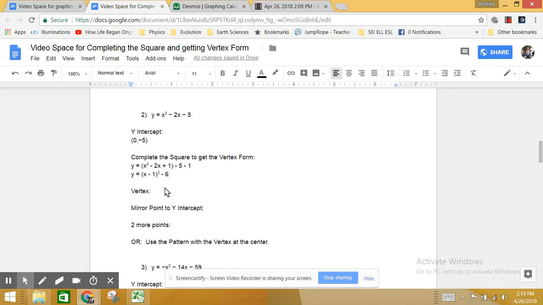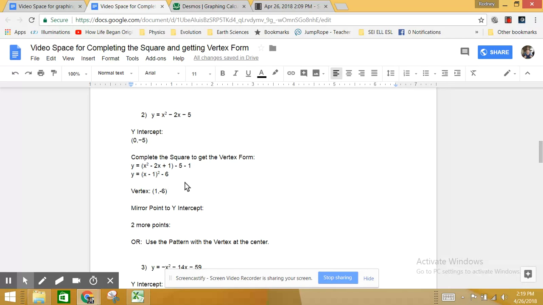So I now have my vertex. My vertex is given to me by this h value, which is 1, and this k value, which is negative 6, because it's plus k, so that's plus negative 6. So 1, negative 6 is my vertex.